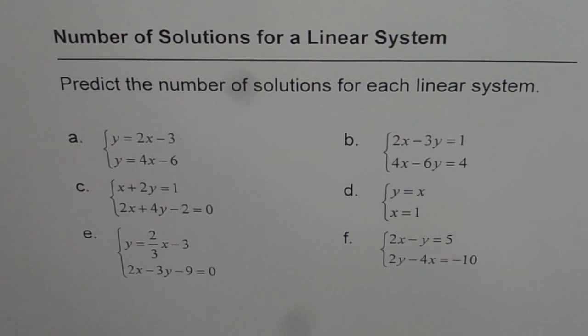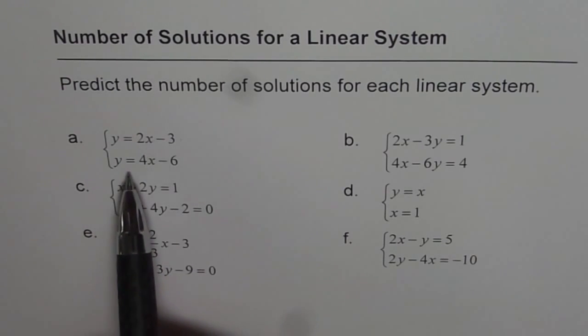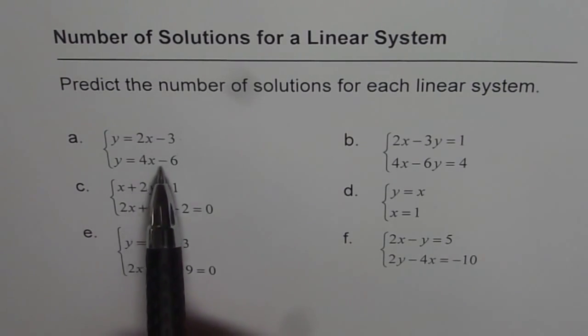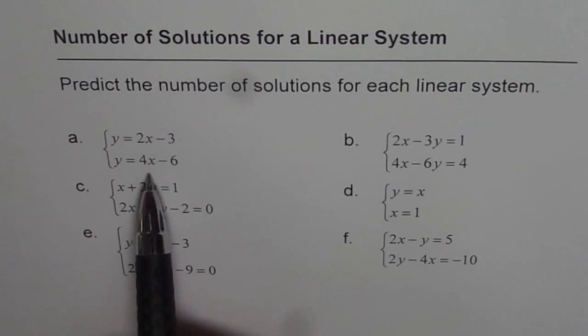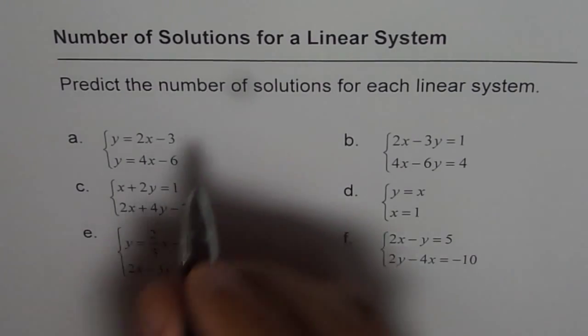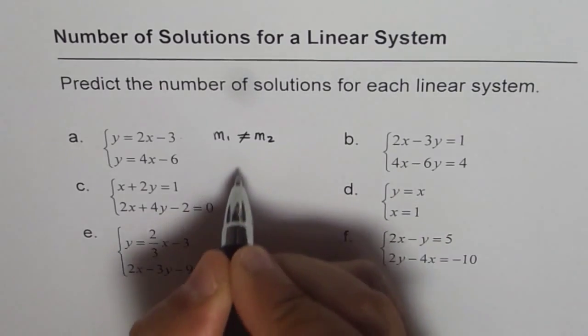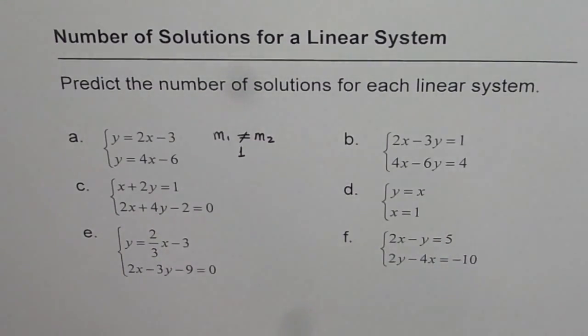Let's begin. So the first one is y equals 2x minus 3 and y equals 4x minus 6. Now in this, the two slopes are 2 and 4, right? So they are totally different slopes, and therefore how many solutions do you expect for this one? Well, since m1 is not equal to m2, we expect only one solution, right? So the number of solutions is 1.